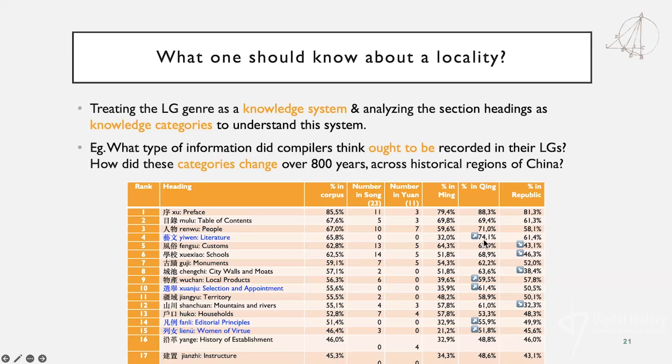But moving on to the Qing Dynasty, that is from the 17th to the early 20th century, 300 years, there is a huge jump in including this section heading in their gazetteers. So we can see these ups and downs, and then some declined in the Republican period, that's the 20th century. And we can start to see how these knowledge systems evolve through time.